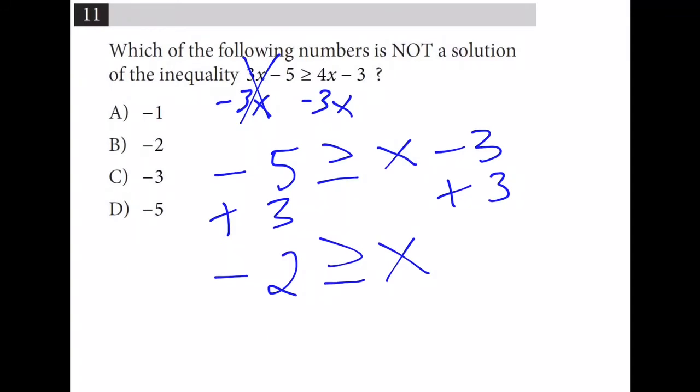So negative 2 is equal, negative 3 is less than negative 2, even though it's bigger, it's farther negative. And negative 5, similar story. The only one that doesn't fit is A.